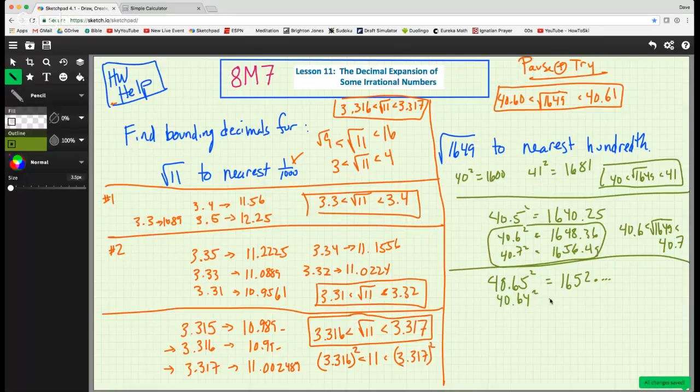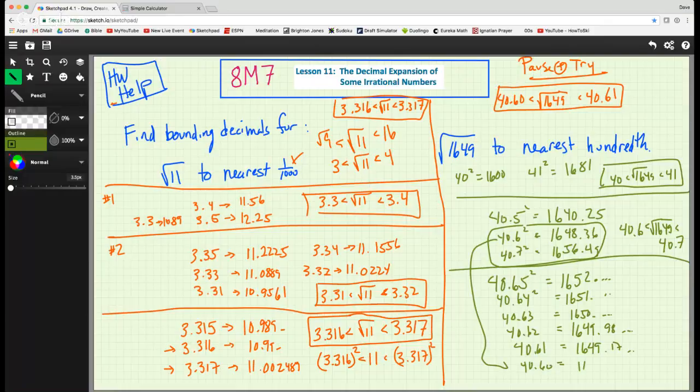40.64 squared. 1651 point... 40.63 squared is 1650... 40.62 squared is 1649, still too high, 0.98... 40.61, are we going to get down low enough? No, we're still too high. 40.6, we know that 40.60 from up here is 0.36. So we found our two bounding numbers.